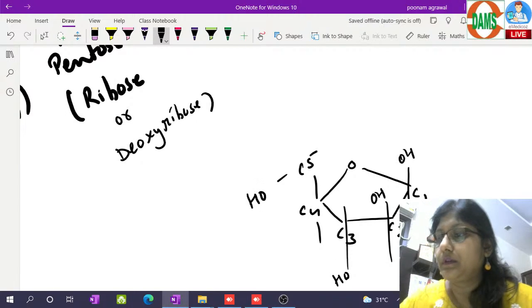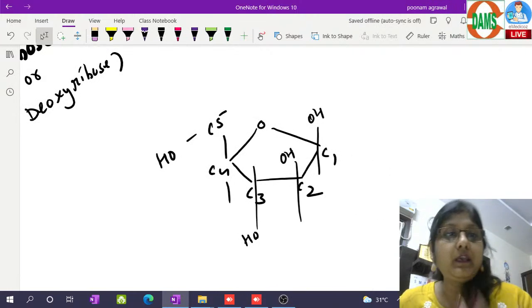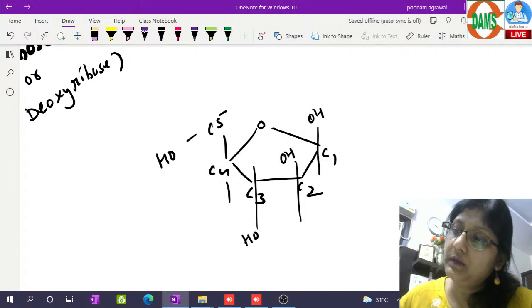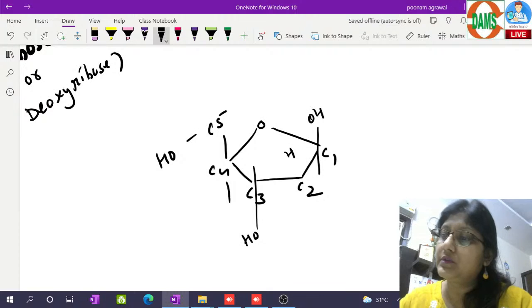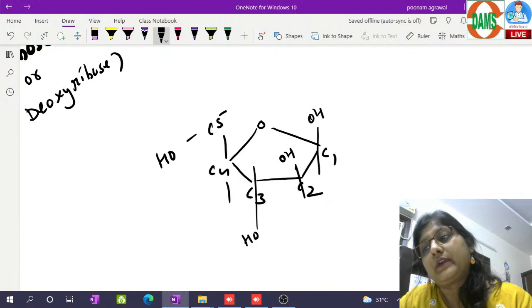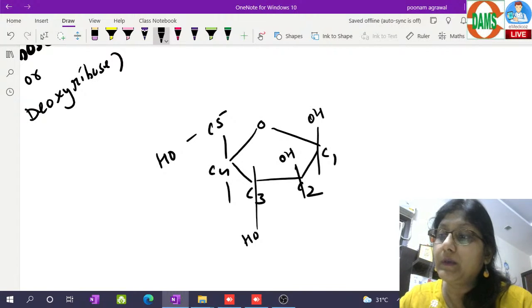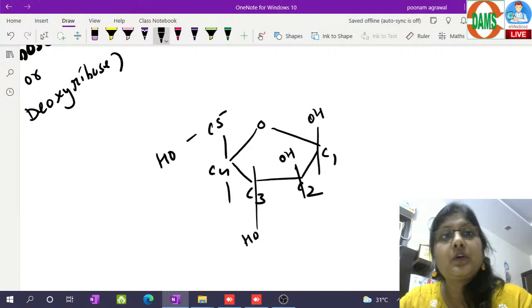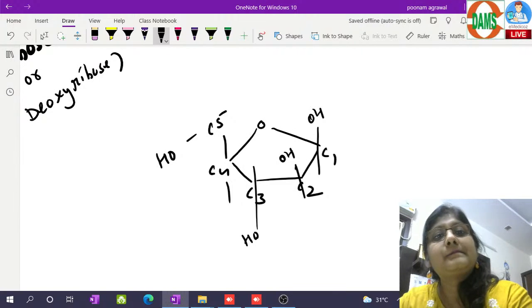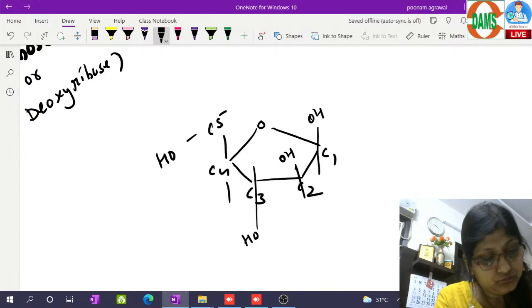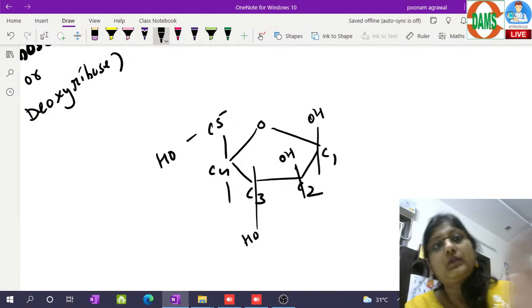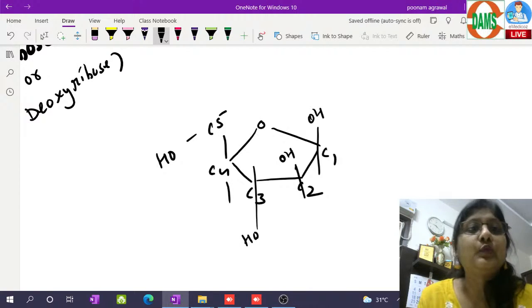This is the ribose. When we say it is deoxyribose, we have to talk about this kind of structure which is not having oxygen at the second carbon hydroxyl position. But when we say ribose, we have oxygen here, we have a hydroxyl group here. When the oxygen is not here, we call it deoxyribose or 2' deoxyribose.